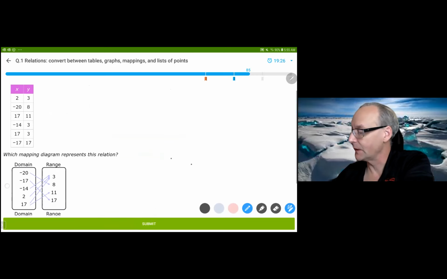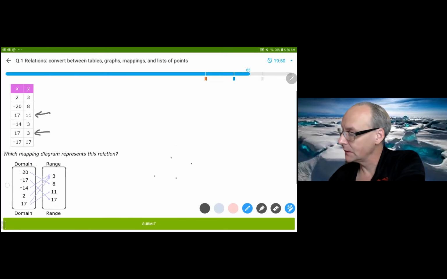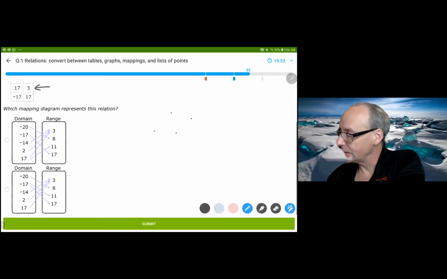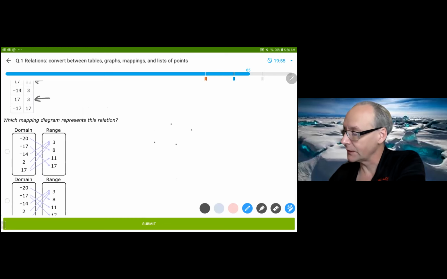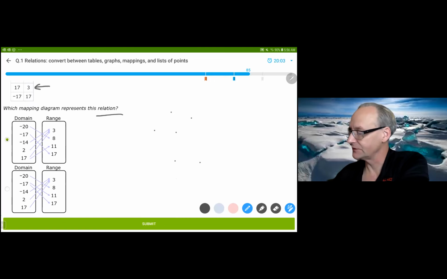Now we only have to choose between a couple of them. Let's see. Where's my problem child? My problem child is 17 going to 11 and 3. And that's the only issue with this. So I've got 17 going to two different places. And it looks like it's that top one there. Negative 17 going to 17. Yeah. Negative 20 going to 8. It definitely looks like it's the top one. Let's see, 17 is not going to two different places. So it's this one right here. Okay. And notice that they call it a relation. Now, luckily, they don't call it a function. It is not a function because of the 17.